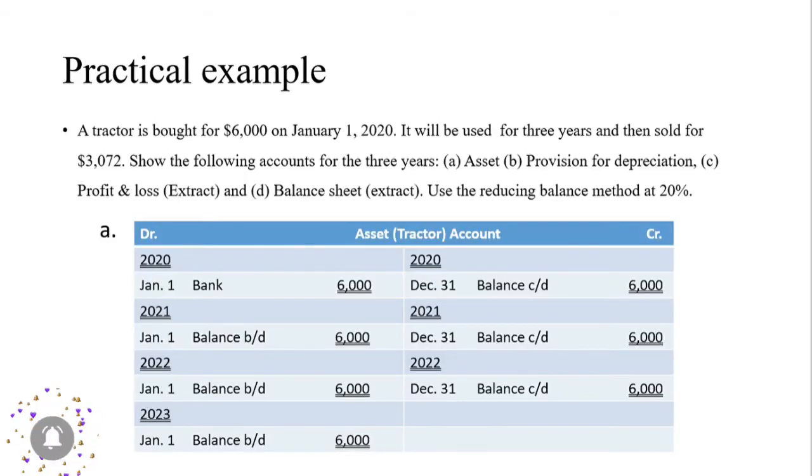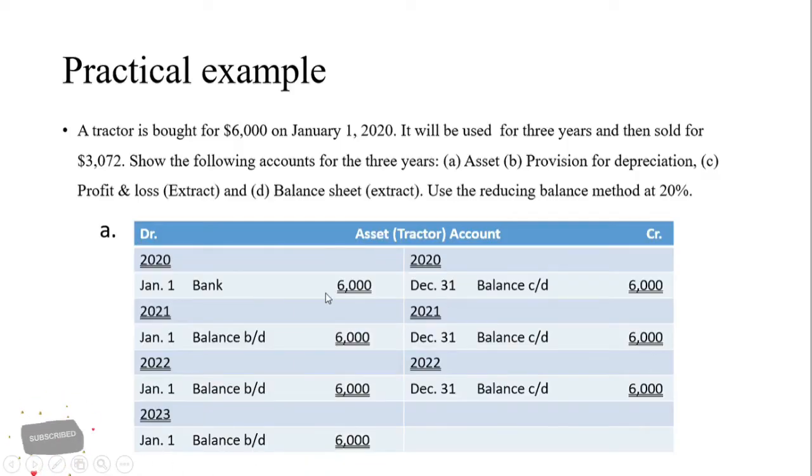Now this is what the asset account would look like for 3 years. It can get a little bit more complex than this if you have more than one asset being bought in different years, or if you have more than one asset being bought overall. But this is really a basic example. This is basically how it will look. Now we are only dealing with one asset here.